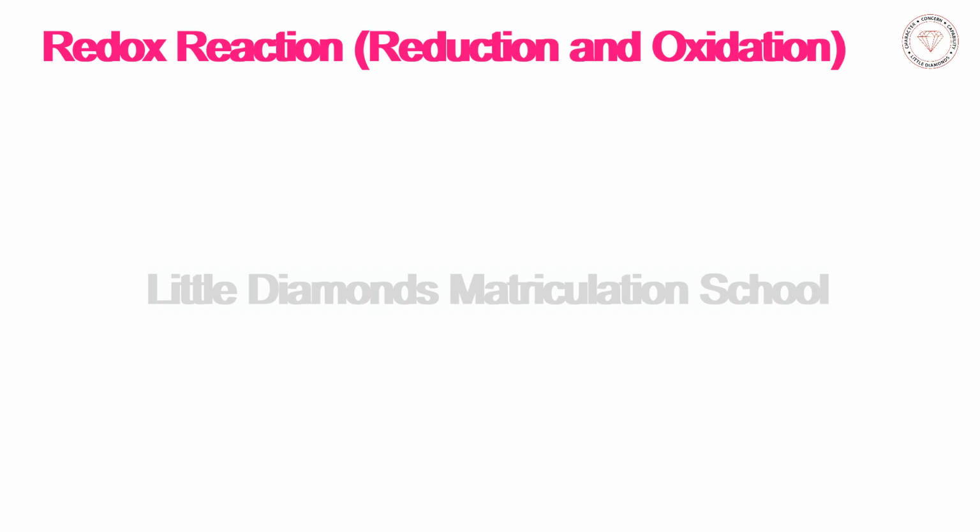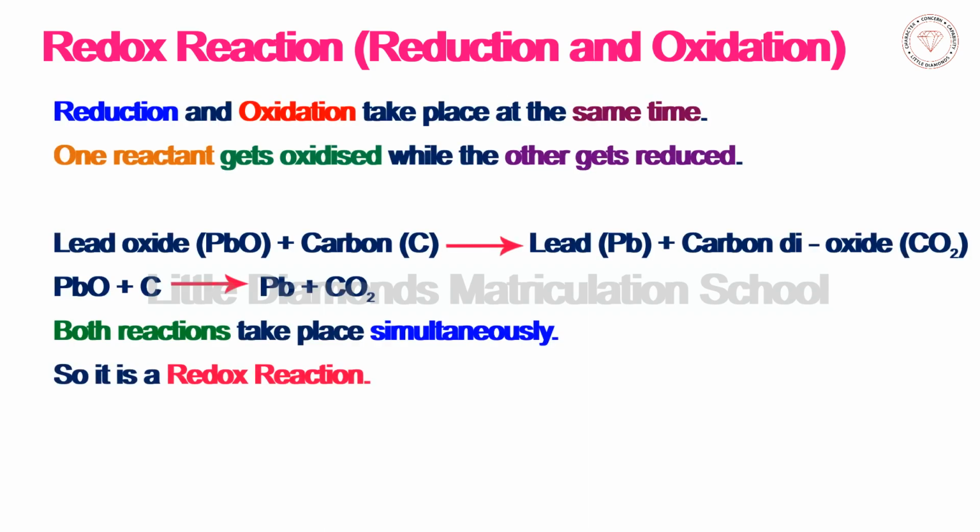Redox reaction, that is, reduction and oxidation taking place at the same time. One reactant gets oxidized while the other gets reduced. Lead oxide plus carbon gives lead and carbon dioxide. Here, the lead oxide is reduced to lead and the carbon is oxidized to carbon dioxide. PbO plus C gives Pb plus CO2. Both reactions take place simultaneously, so it is a redox reaction.